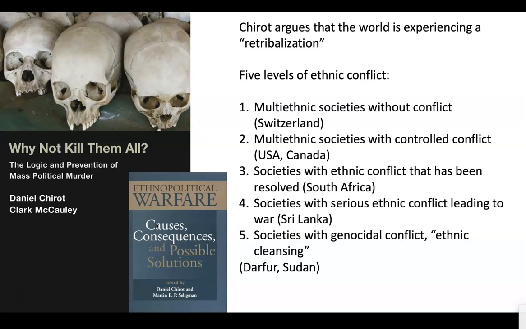Multi-ethnic societies without conflict, Switzerland; multi-ethnic societies with controlled conflict, like the United States; societies with ethnic conflict that has been resolved, South Africa and Rwanda, for example; societies with serious ethnic conflict leading to war, Sri Lanka; societies with genocidal conflict, ethnic cleansing, such as Darfur, and I'll talk about that on Monday. I spent many years of my life thinking about Darfur every single day.